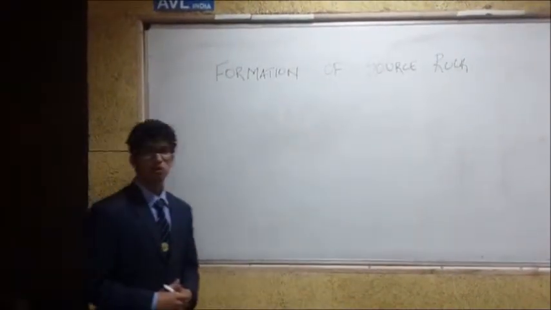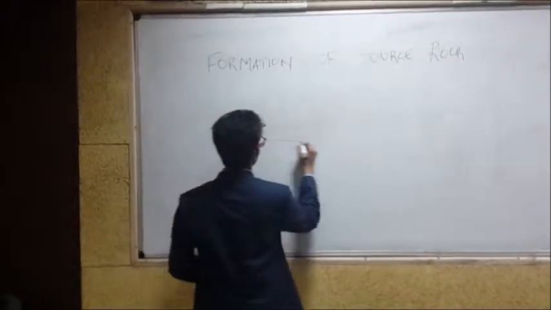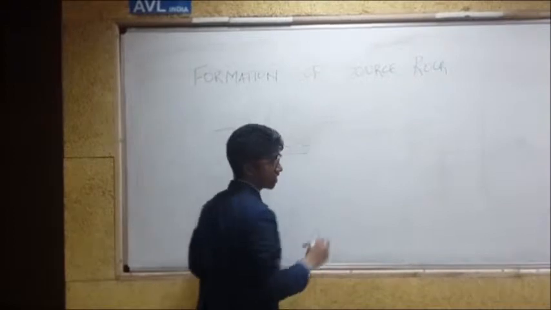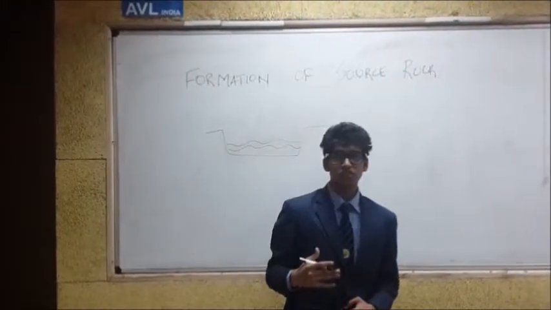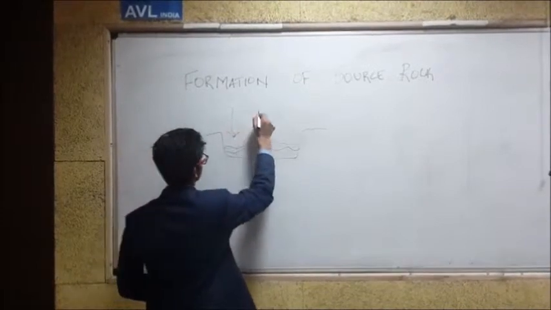So now I will tell you about the formation of the source rock. Once the plants and animals have died, they collect into a sort of pit. Through time, more and more layers of this soil are collected over the pit because of soil erosion and sedimentation.